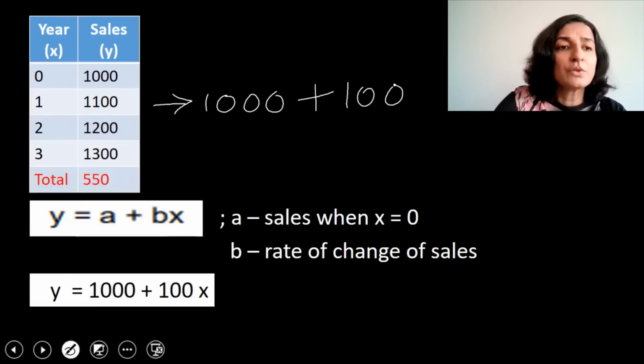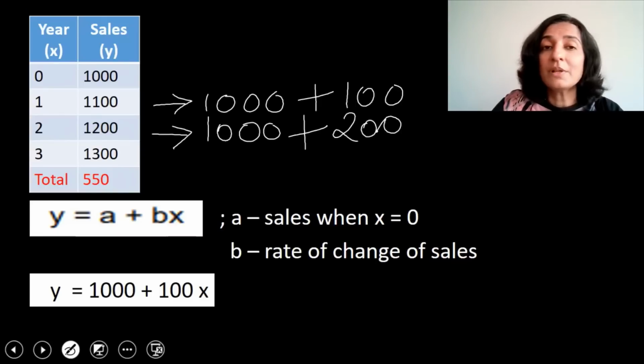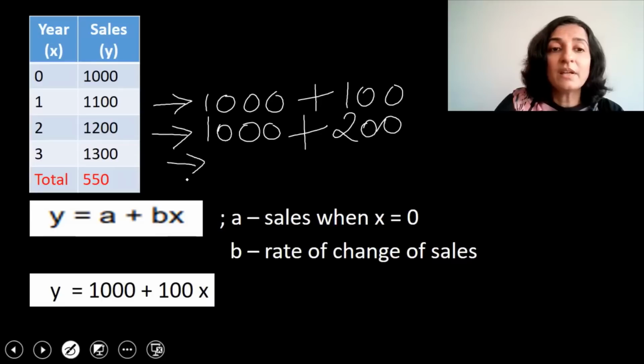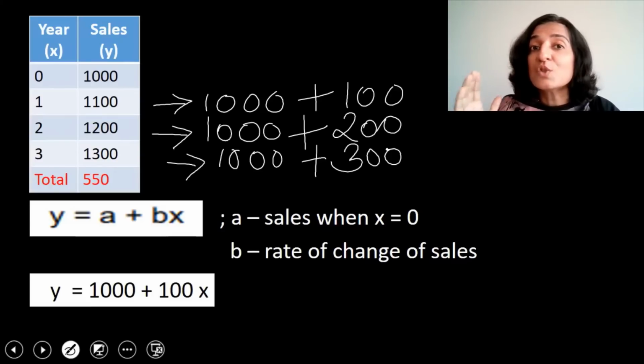Now moving on to year 2. You are able to achieve 1,000 units even without any experience, but when you entered year 2, you were able to achieve 200 more units. And in year 3, 1,000 units, the sales that is generated without any experience, plus 300 units when you entered year 3. So what is the pattern or what is the trend?